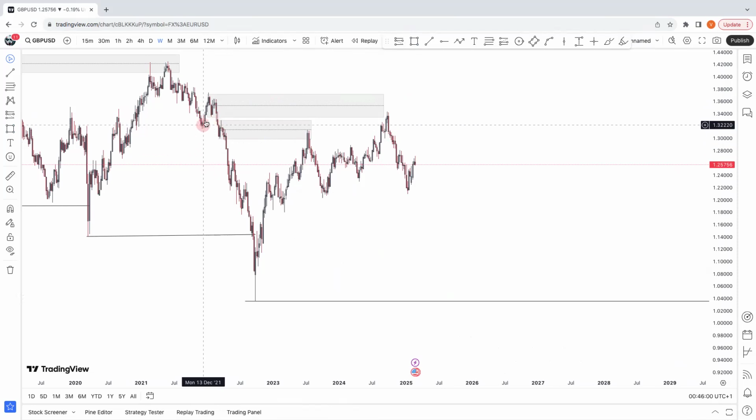So that's why price had to come back to pay attention to this supply zone here, right? And that is what price is doing right now. This is what price is doing right now. So this is the current leg we are in.